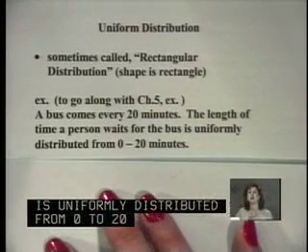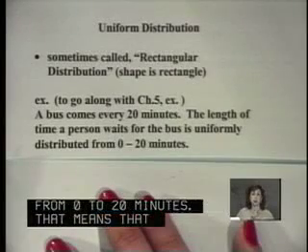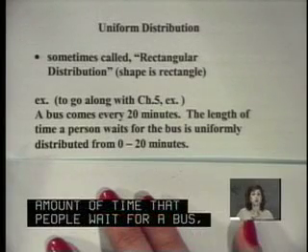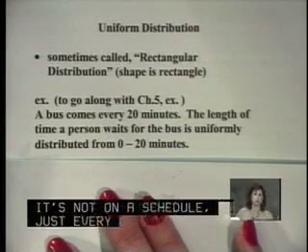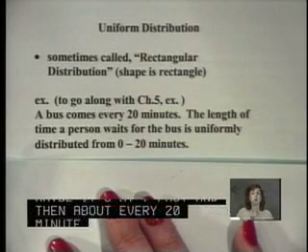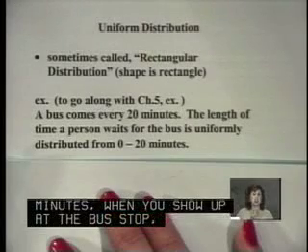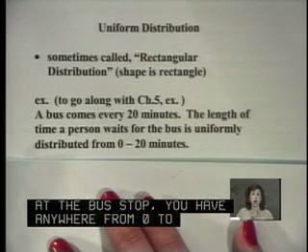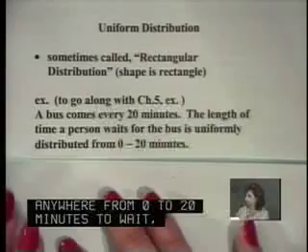That means that the amount of time that people wait for a bus, if it's not on a schedule, it's just every 20 minutes. So maybe it's at 7 past and then about every 20 minutes. When you show up at the bus stop, you have anywhere from 0 to 20 minutes to wait, depending upon where you happen to show up in that cycle.